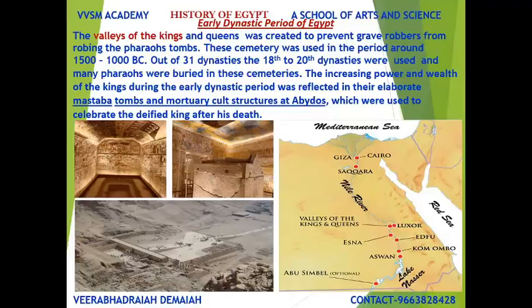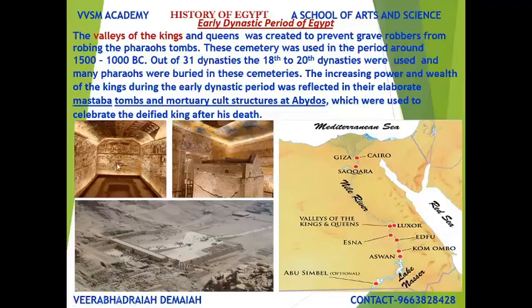The increasing power and wealth of the kings during the early dynastic period was reflected in their elaborate mastaba tombs and mortuary cult structures at Abydos, which were used to celebrate the king after his death. So these are the important monuments, the cemeteries of the early dynastic period, the wonderful monuments of the ancient history of Egypt.